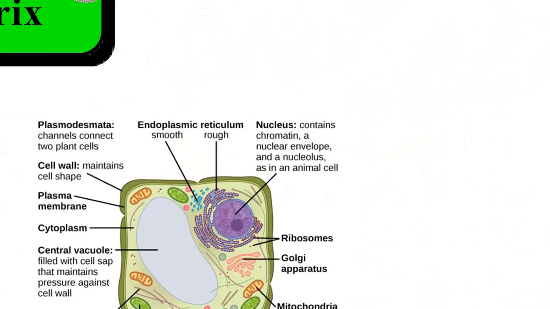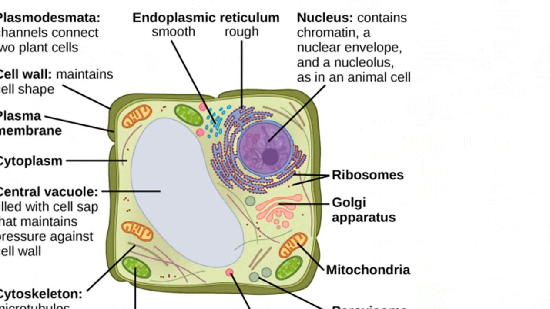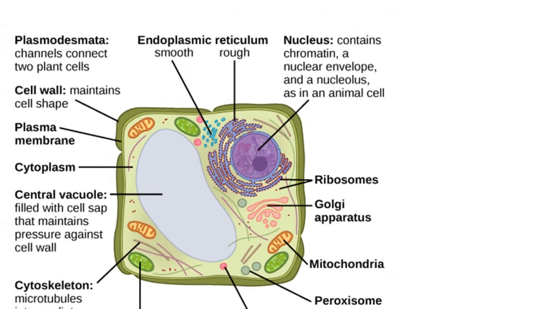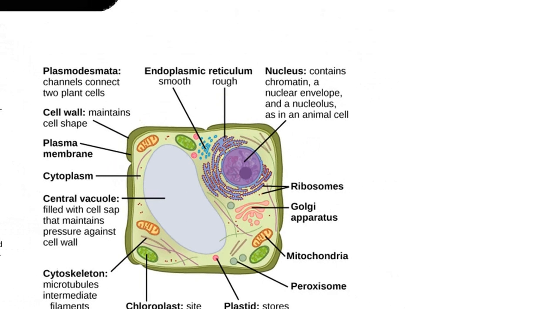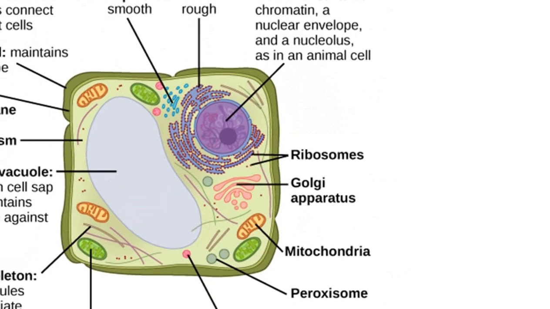Another unique feature of the plant cell is the presence of the central vacuole. This central vacuole usually occupies a minimum of 30% of the volume of the cytoplasm. In some cases it can even reach up to 90% of the cytoplasmic volume, and then automatically it pushes the nucleus towards one side. And here we can see the nucleus.